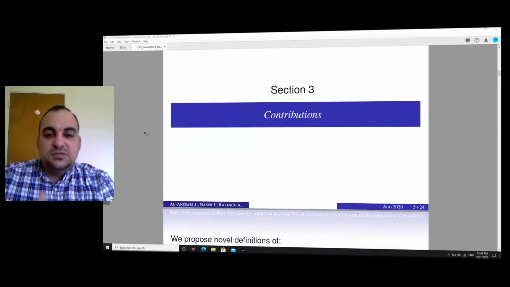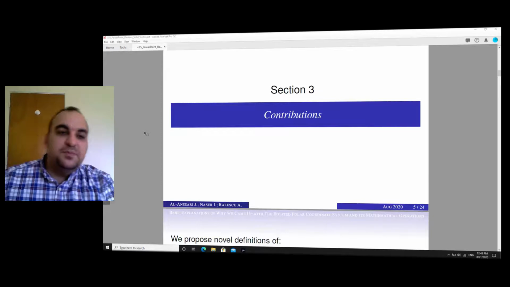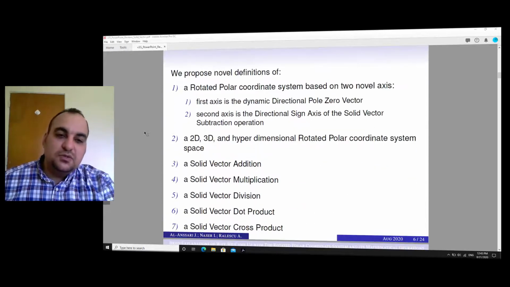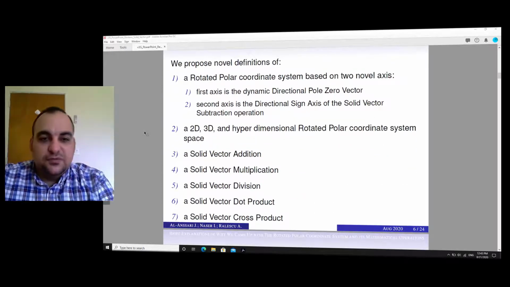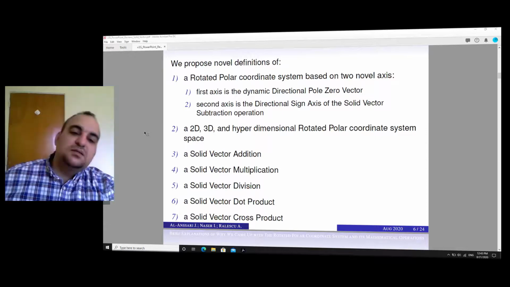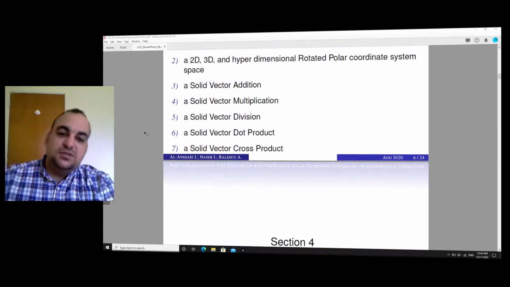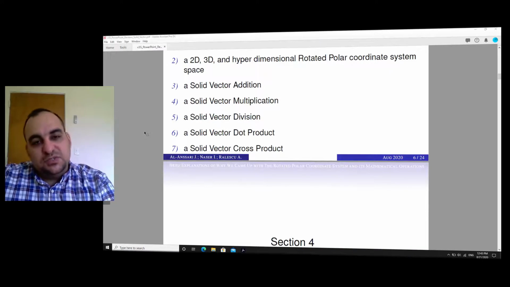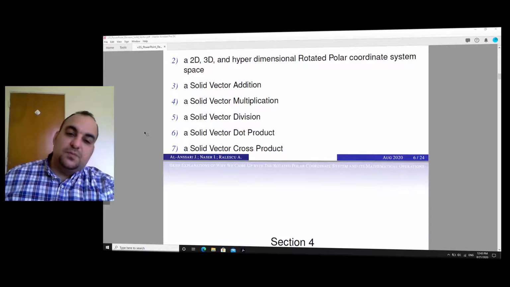So next I show our contributions in this paper. Our contributions include first defining rotated polar coordinate system based on two novel axes, the pole zero vector and the directional sign axis. Second, defining 2D, 3D, and hyperdimensional rotated polar coordinate system space. Third, defining solid vector addition. Fourth, multiplication. Fifth, division. Sixth, dot product. And seventh, cross product solid vector operations.